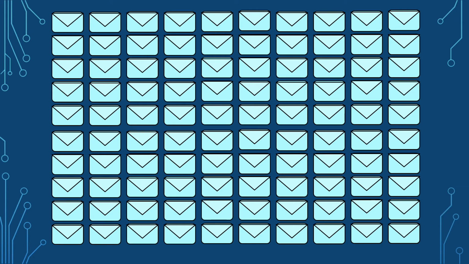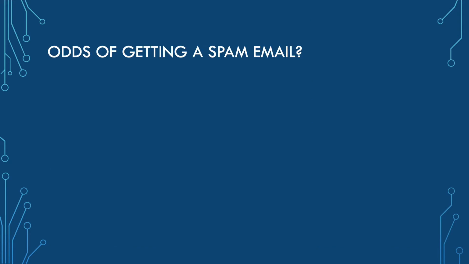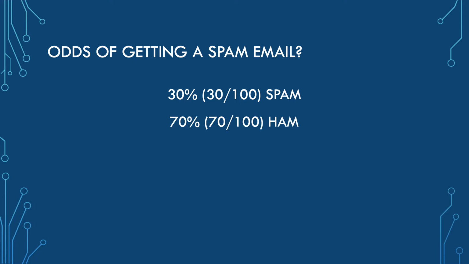Let's do a little experiment. Say I collect 100 emails at random, 30 of which are spam, and 70 which are ham or normal emails. So given this sample, what are the odds we get a spam email? Recall that 30 of the emails are spam and we have 100 in total, so the odds of us getting a spam email should be 30%. Conversely, the odds of us getting a ham or normal email should be 70%. Should be pretty straightforward at this point.